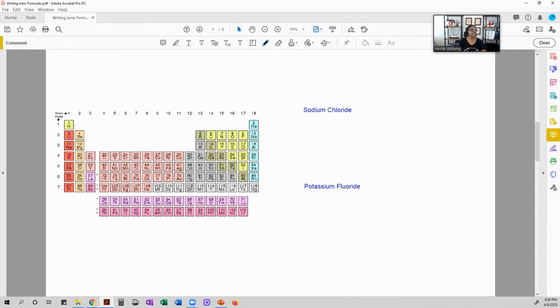So let's look at our first example of sodium chloride. The first thing we want to do is go ahead and write our ions. We know that sodium is in group 1. So therefore, sodium will have a positive 1 charge, and chlorine is in group 17, making it have a negative 1 charge.